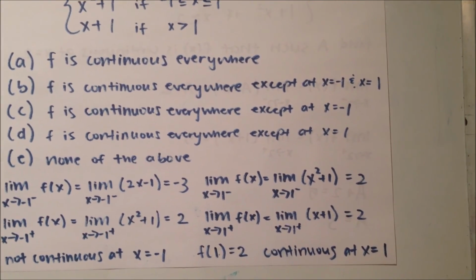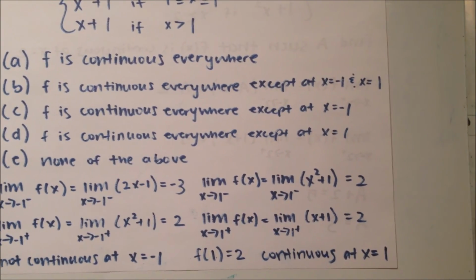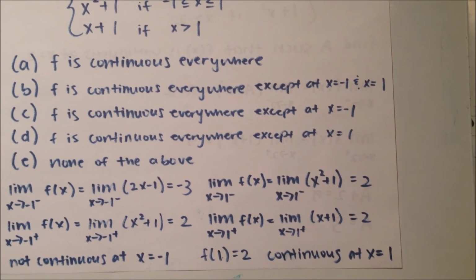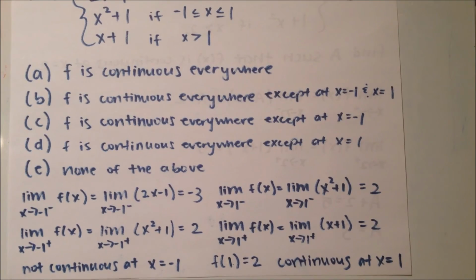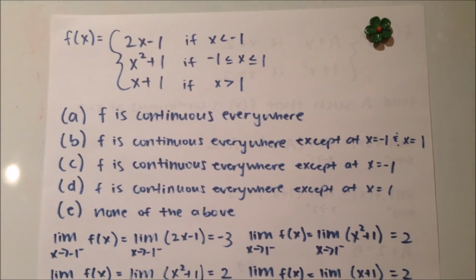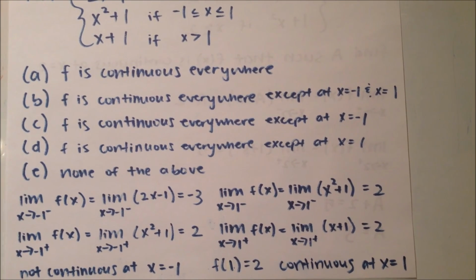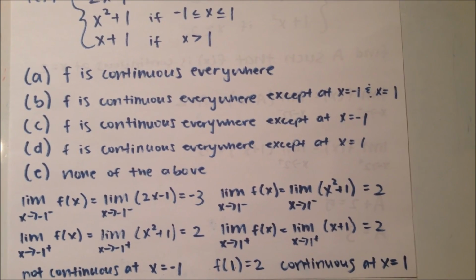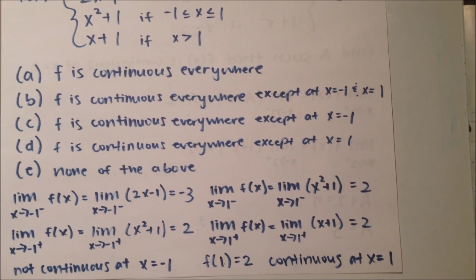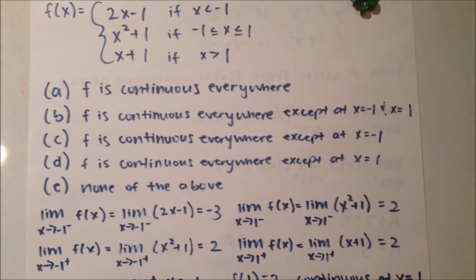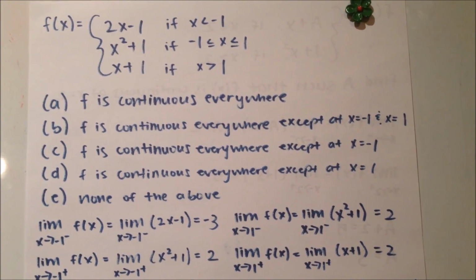When we do the same thing for x equals 1, we get that the limit of x approaching 1 is equal to 2. And we also find that f of 1 is equal to 2 because we plug 1 into the bottom equation of the piecewise function, which is equal to the limit of x approaching 1. Therefore, the function is continuous at x equals 1. And we see that our answer is C, because f is continuous everywhere except x equals -1.